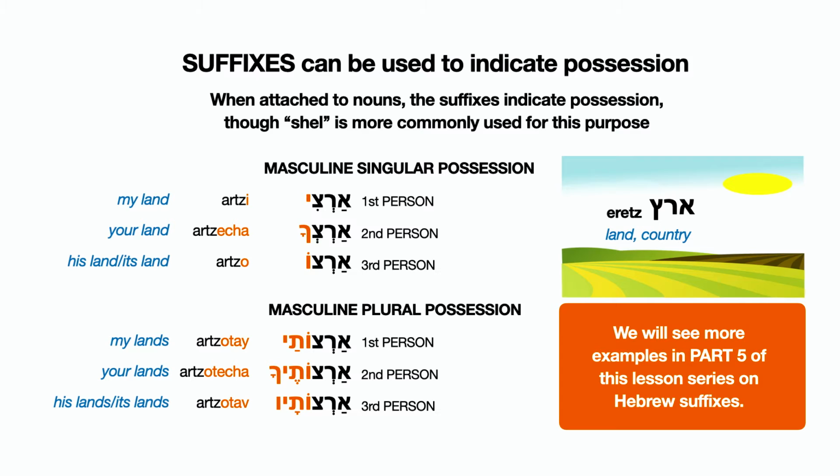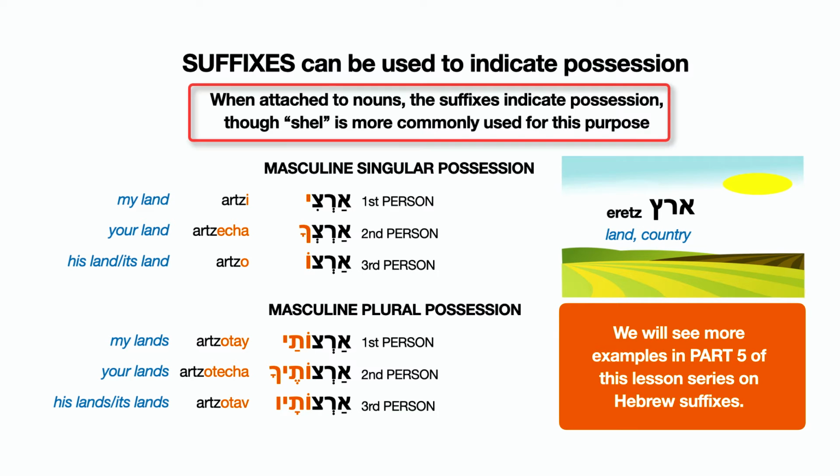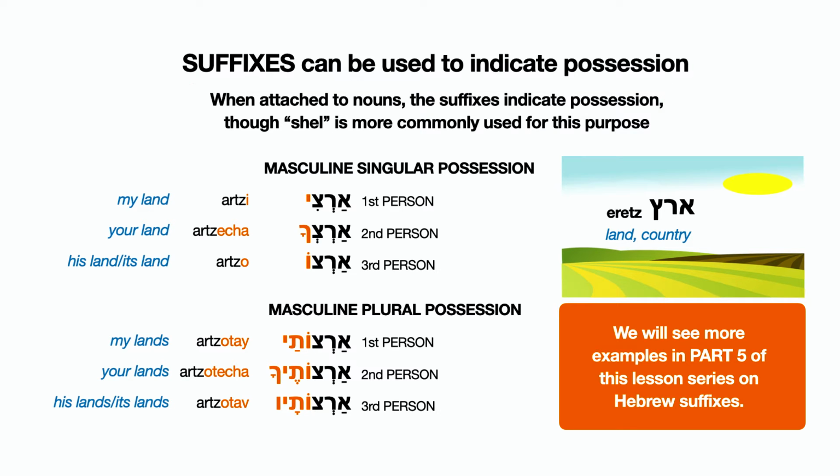Suffixes can also be used to indicate possession. When attached to nouns, the suffixes indicate possession, although, as we will see in a future lesson, shel is more commonly used for this purpose. Let's take a look at the word eretz, that means land or country.